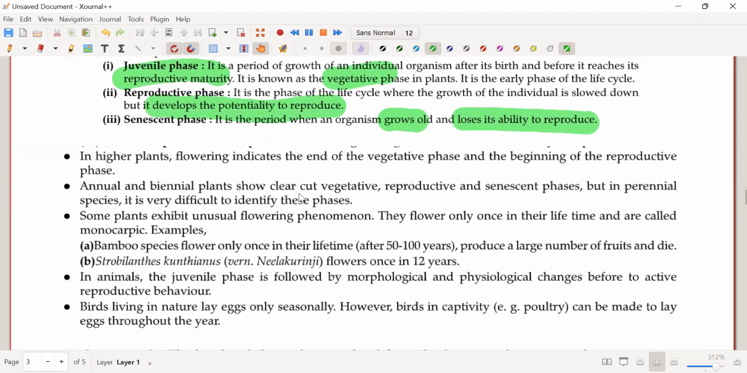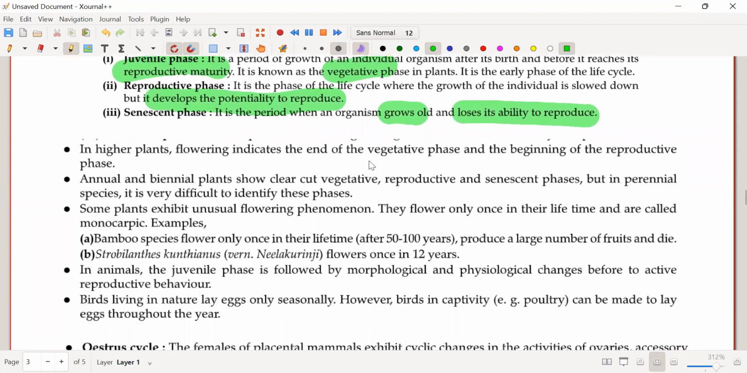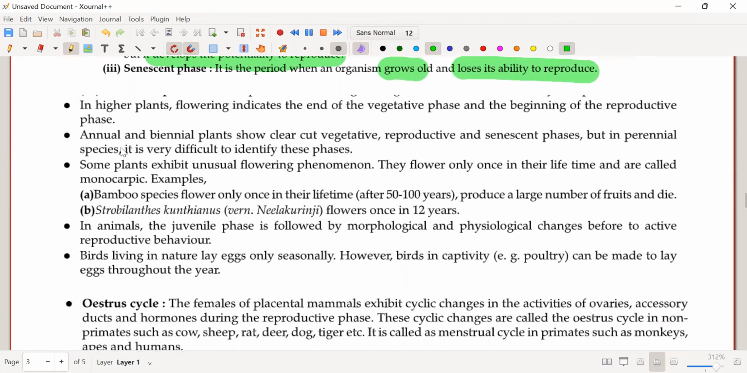Next. In higher plant, flowering indicates the end of vegetative phase and beginning of reproductive phase. Annual and biennial plant shows clear-cut vegetative, reproductive, and senescent phase. But in perennial species, it is very difficult to identify these phases. Annual and biennial. What is annual plants and biennial plants, and also the perennial plants?